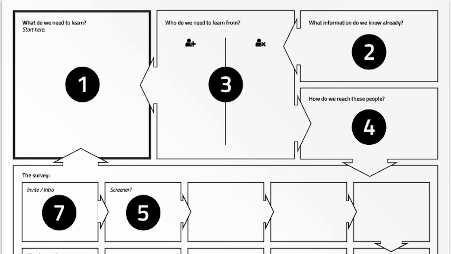The first question, or the first block, is: what do we need to learn? So before conducting the online survey, based on the secondary research we had in the beginning and based on the hypothesis we drew, we clearly identify the things that we don't know and we need to reach out to the people in order to understand.